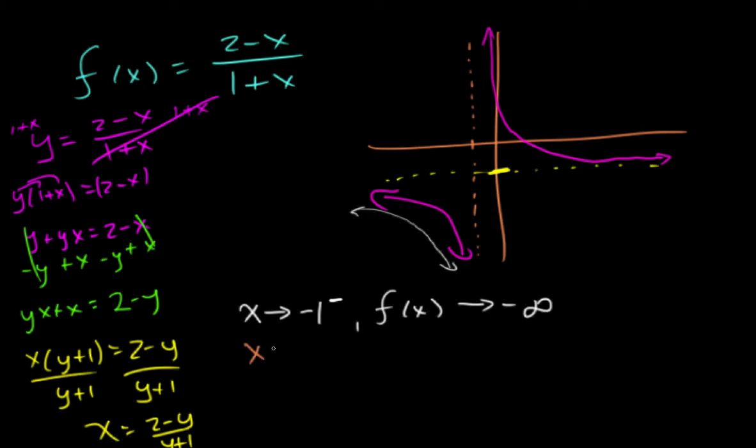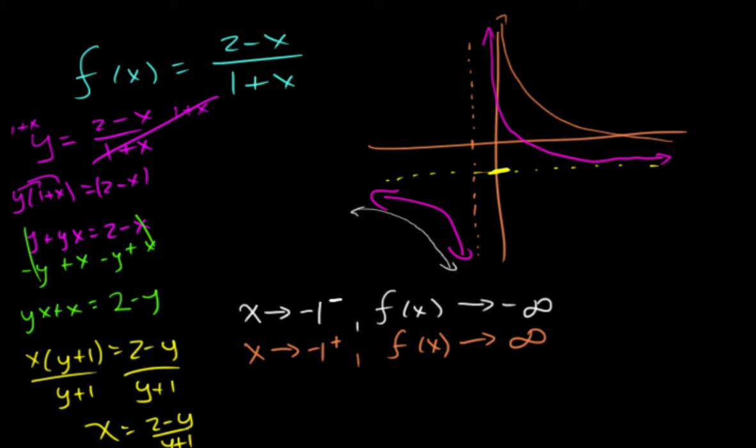Now, if we approach negative 1 from the positive side, we're going to positive infinity, because we're kind of traveling this way on the graph. All right.